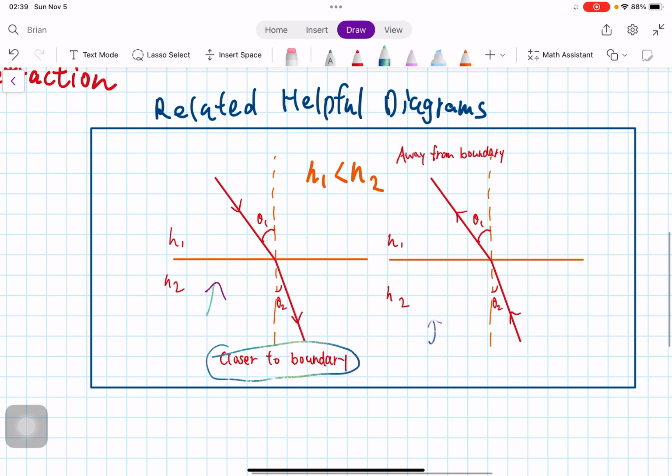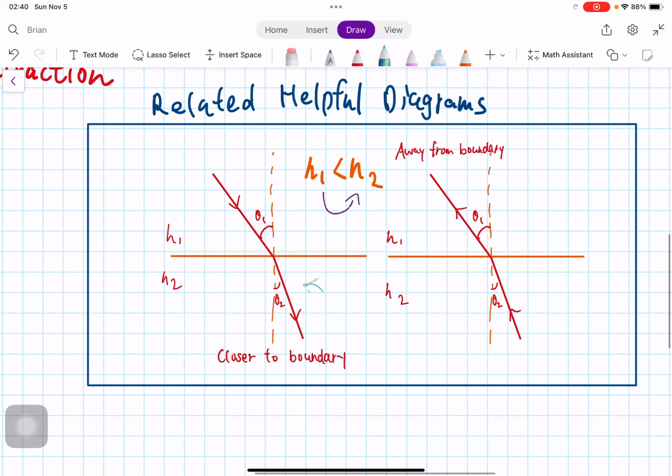And these are some related helpful diagrams which I drew that show how light travels from a medium with lower index of refraction to a medium with a higher index of refraction. So when it travels from a lower index of refraction to a higher index of refraction, we're looking at this diagram, and the light bends closer to, it should be normal. It shouldn't be boundary. It bends closer to normal. I made a mistake. It should be closer to normal. And this is away from normal.